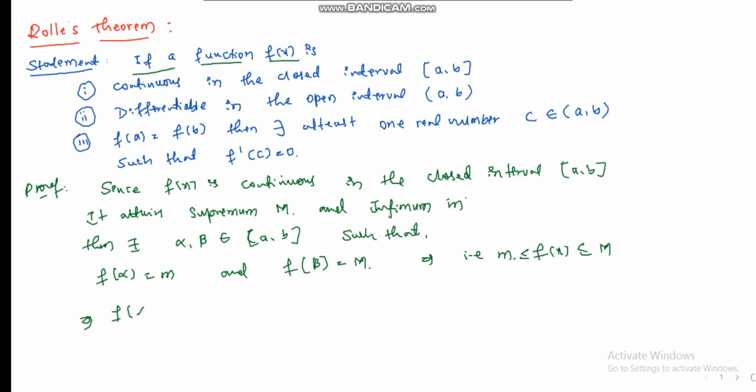Again we know that small m is f(alpha). So we write f(alpha) is less than or equal to f(x), which is again less than or equal to capital M, that is f(beta). This is result number one. Okay, right. We go for the case one.